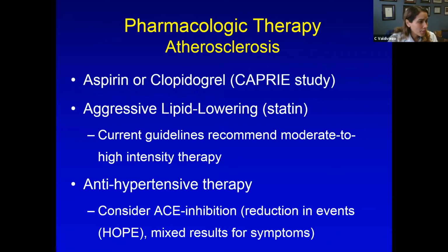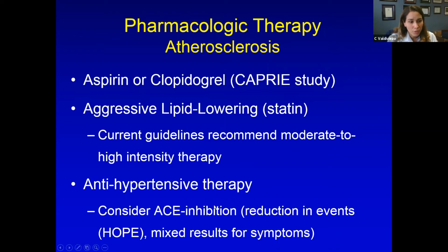And then current guidelines recommend moderate to high intensity statin therapy. I would treat these patients similar to coronary artery disease with a goal LDL of 70 or lower, and/or use high intensity statin levels, medication strength.